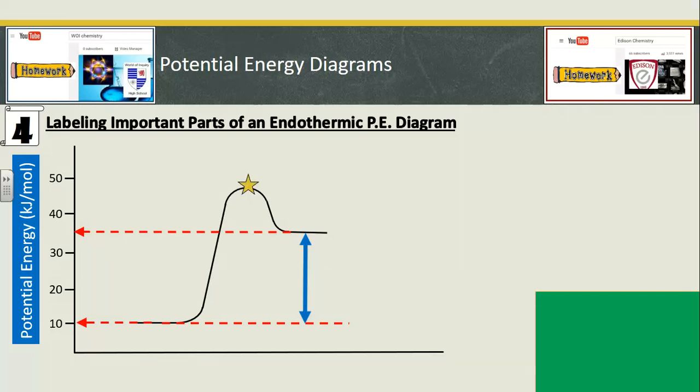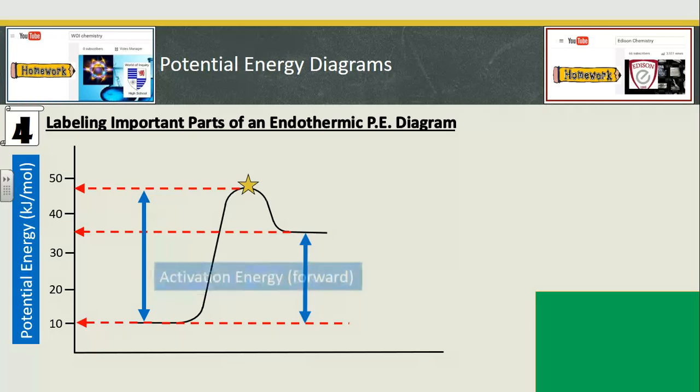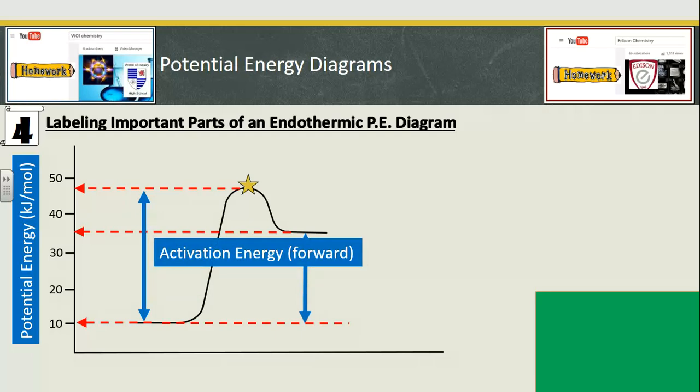That star at the top is the activated complex. And that is how much energy it takes to activate the complex. When you calculate the difference between the peak and the heat of the reactants, that's how much energy you got to put in just to get this thing to start going. So we call that the forward activation energy because we're traveling from the left to the right, forward reaction.